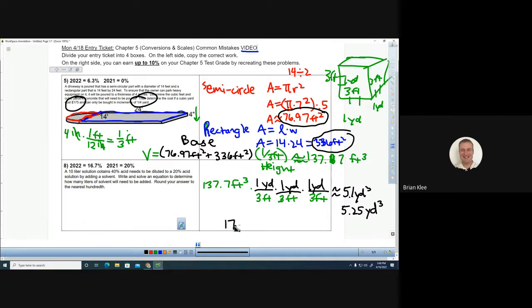So to finish the problem, $175 for 5.25 cubic yards. Grab our calculator, 175 times 5.25 gives us a final dollar amount of $918.75. That's what we should have gotten on the test. Please study this very thoroughly. Try to recreate a problem, and you can make your test grade go up some more.